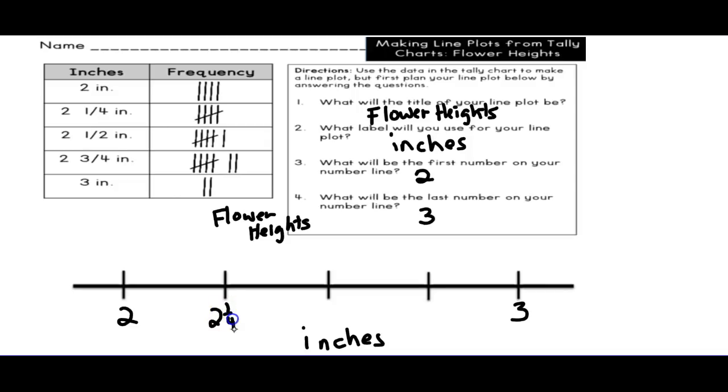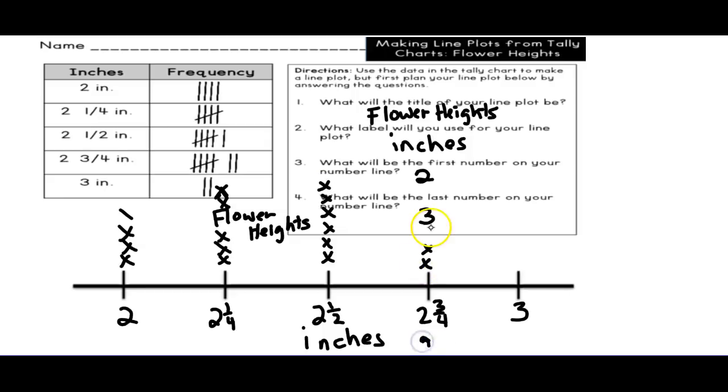So this will be 2 and 1/4, 2 and 2/4, also known as 2.5, and 2 and 3/4. And now we need to plot our information. So we have 4 x's at 2. We have 5 x's at 2 and 1/4: 1, 2, 3, 4, 5. Ordinarily, you wouldn't go through your title to do that. At 2.5, we have 6: 1, 2, 3, 4, 5, 6. At 2 and 3/4, we have 7: 1, 2, 3, 4, 5, 6, 7. And at 3, we have 2 values.